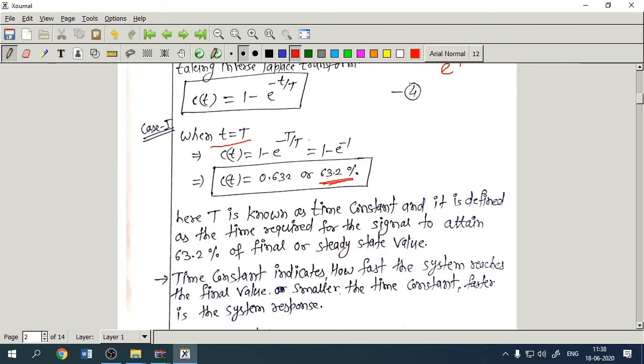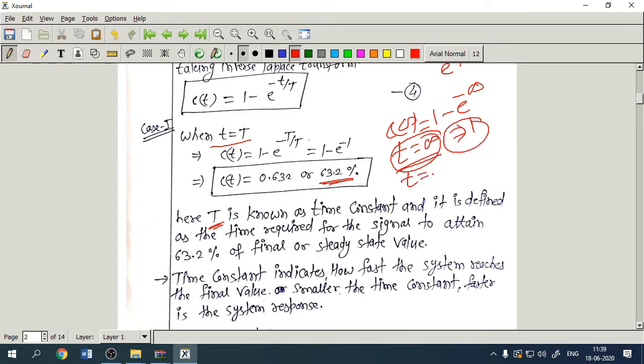How will we define the capital T? The capital T is known as the time constant, defined as the time required for the signal to attain 63.2% of the final value, or we will call it the steady state value. What does it mean? When we put t equal to infinity, what is the value? 1 minus e to the power minus infinity. That means the value of c(infinity): e to the power minus infinity is 0, that means 1. At t equal to infinity, the value is 1.